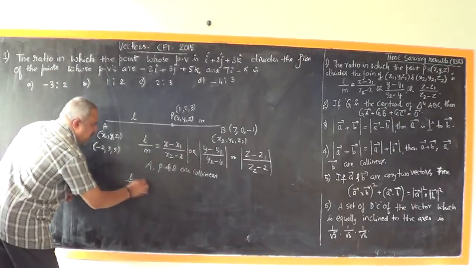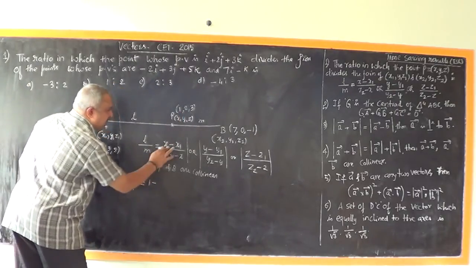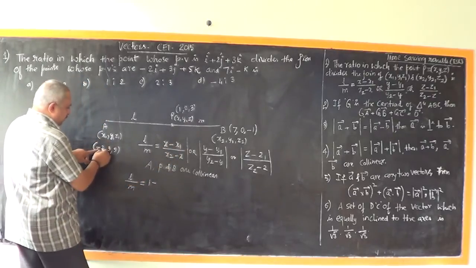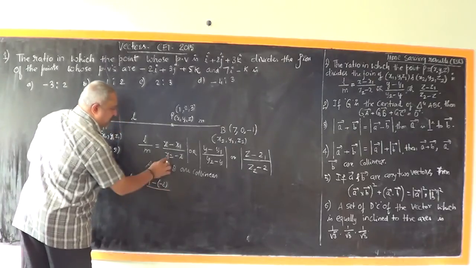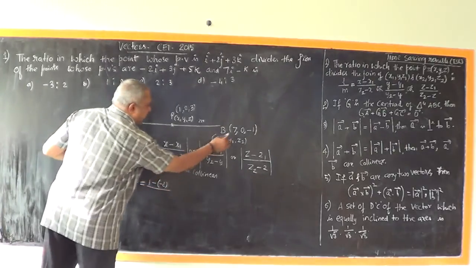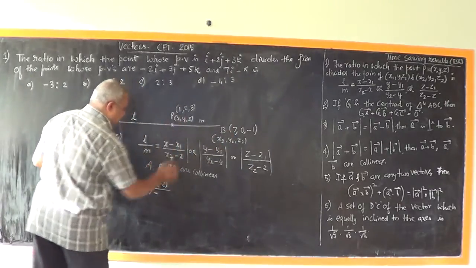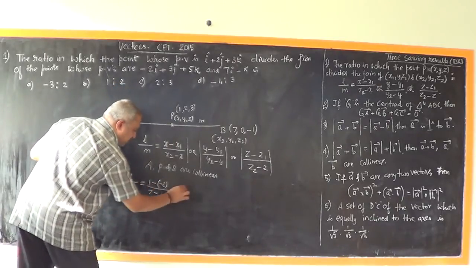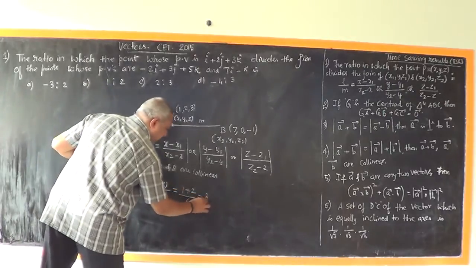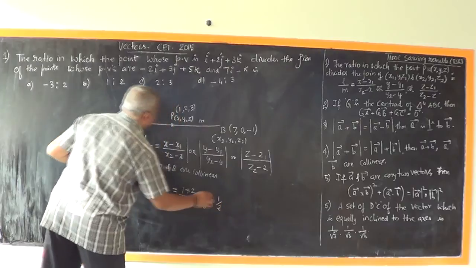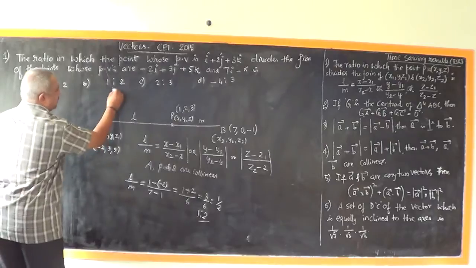The required ratio is L by M. What is the value of x? x is 1, minus x1. The value of x1 is minus 2. So 1 minus of minus 2, divided by x2 minus x. The value of x2 is 7, minus x. The value of x is 1. So this is 1 minus of minus 2, that is 1 plus 2, divided by 6. 1 plus 2 is 3, by 6. So 1 by 2. So the ratio is clearly 1 is to 2, and the answer is B.